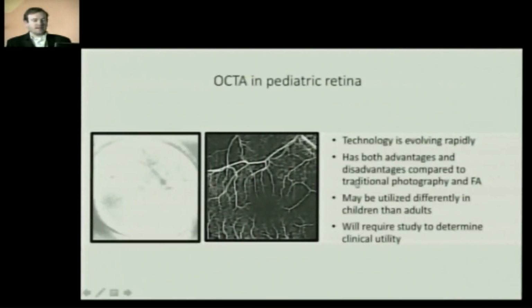In summary, the technology is evolving rapidly. It has both advantages and disadvantages compared to traditional photography and fluorescein. And we may need to utilize it differently in children or utilize different devices in children. And all of these instruments will require further study to determine clinical utility.